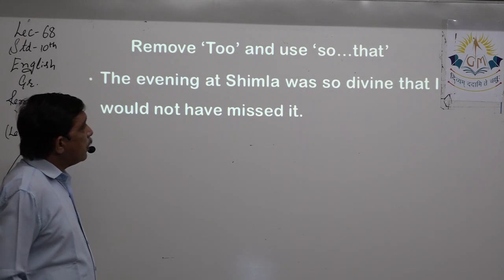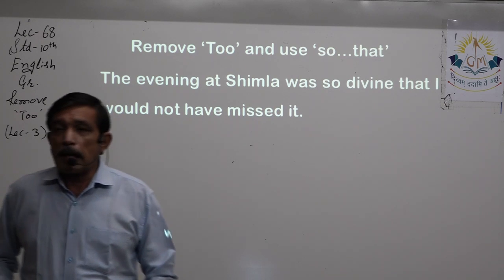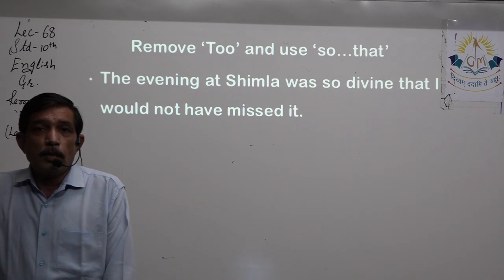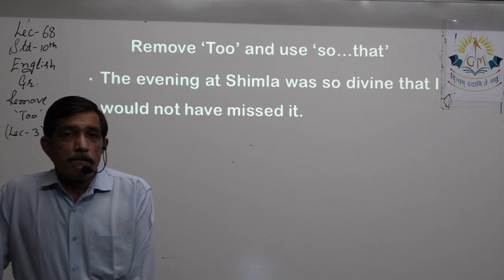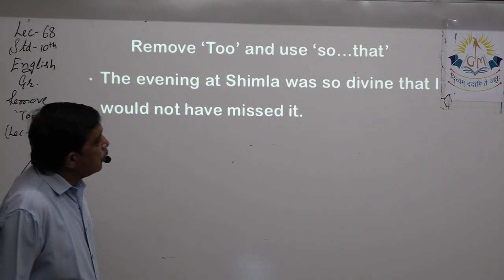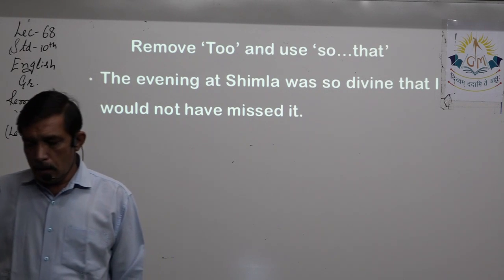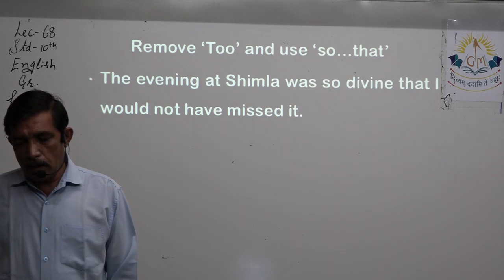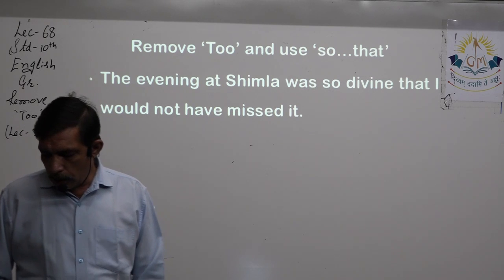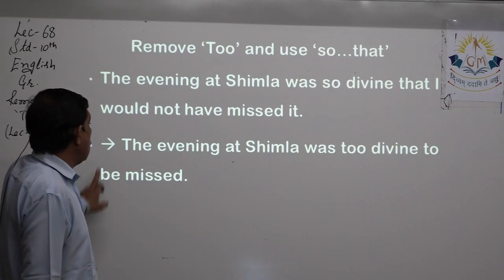The evening at Shimla was so divine that I would not have missed it. So "so" is used, "that" is used, negation is also used, right? The evening at Shimla was so divine that, too divine, "so that". So divine that, to divine. I would not have missed it, to miss it, or to be missed. The evening at Shimla was too divine to be missed.